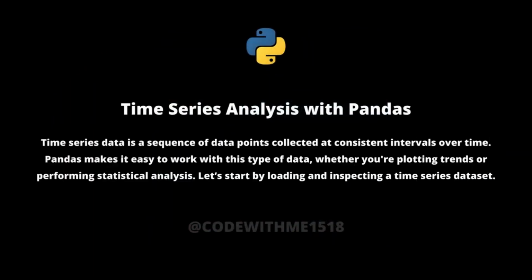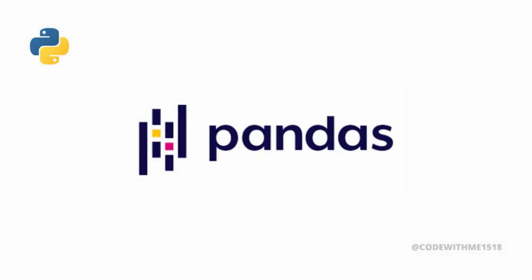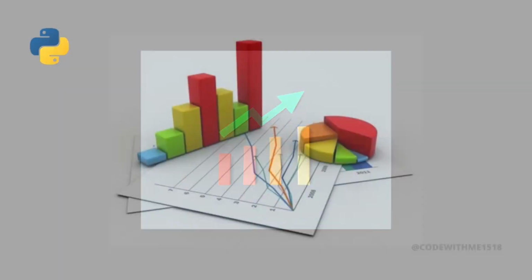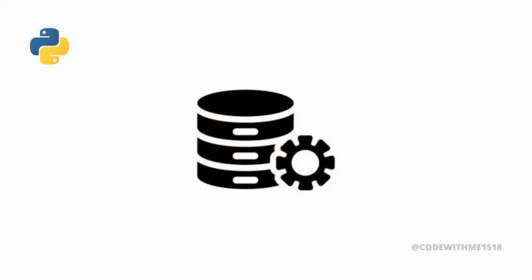Time series data is a sequence of data points collected at consistent intervals over time. Pandas makes it easy to work with this type of data, whether you're plotting trends or performing statistical analysis. Let's start by loading and inspecting a time series dataset.